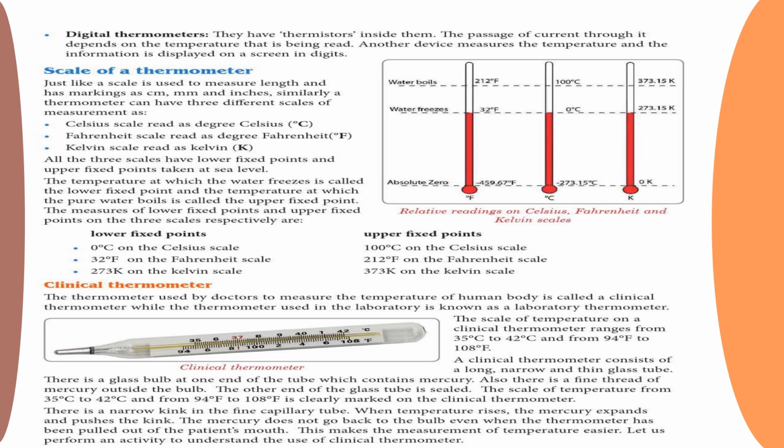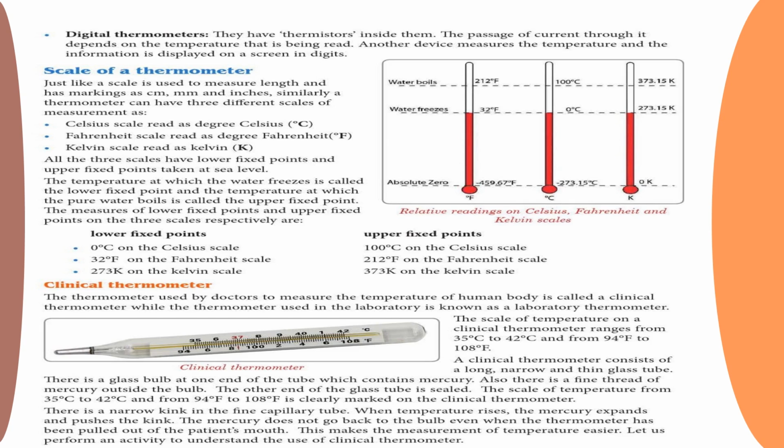First, the clinical thermometer. It is a thermometer which is used for measuring the temperature of the human body. In case of fever, it is used by the doctor to measure the temperature of the patient. This thermometer consists of a long glass tube having a thin uniform bore. There is a glass bulb at one end of the glass tube which contains mercury, which is shown in the figure also. Then what are the features of the clinical thermometer?